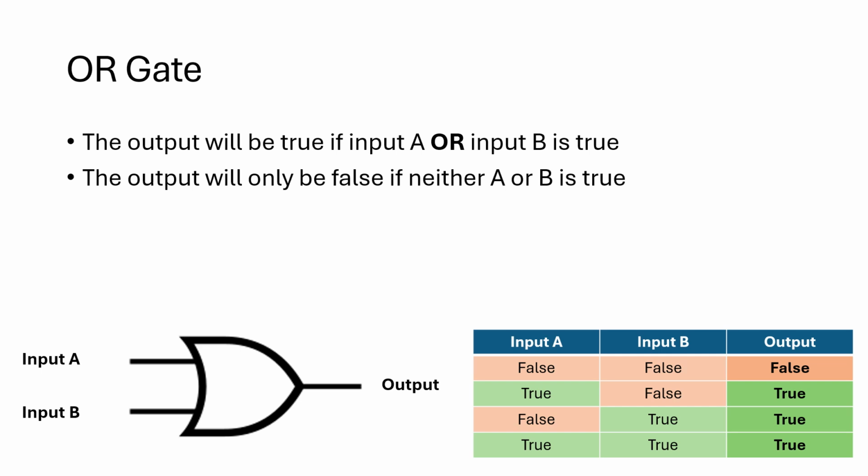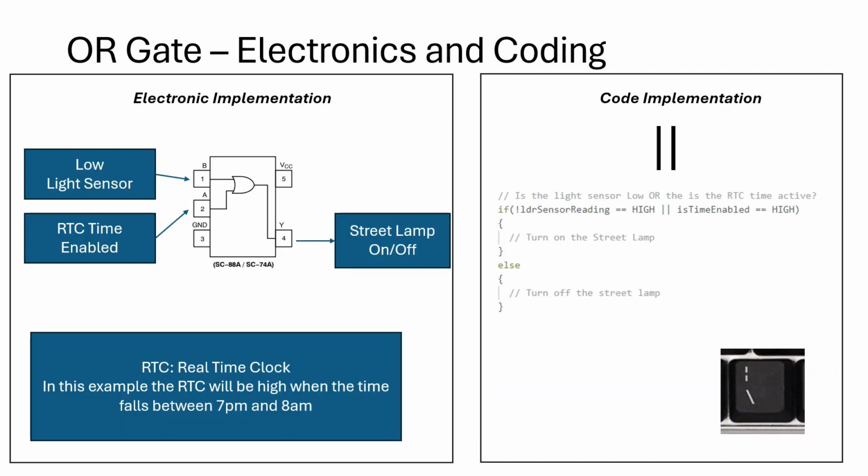If we have a look at our street lamp and we swap that AND gate for an OR gate, we now have a low light sensor on B, RTC on A, just as before, but now instead of the AND, we have the OR. Let's say that it's 4 p.m. in the afternoon, that a storm comes in, and the low light sensor triggers to say that it's low light. So B goes high, A is low, but it's an OR gate. So is A or B high? Yes, because the low light sensor is high, so the street lamp will turn on in that scenario.